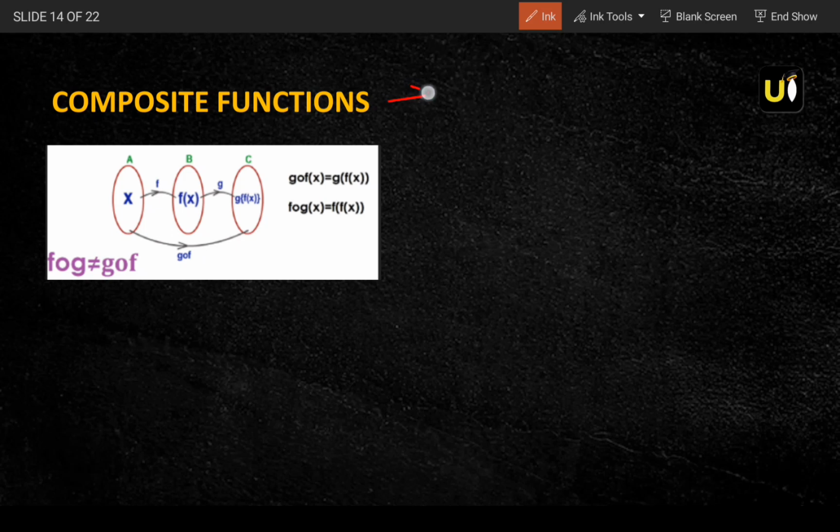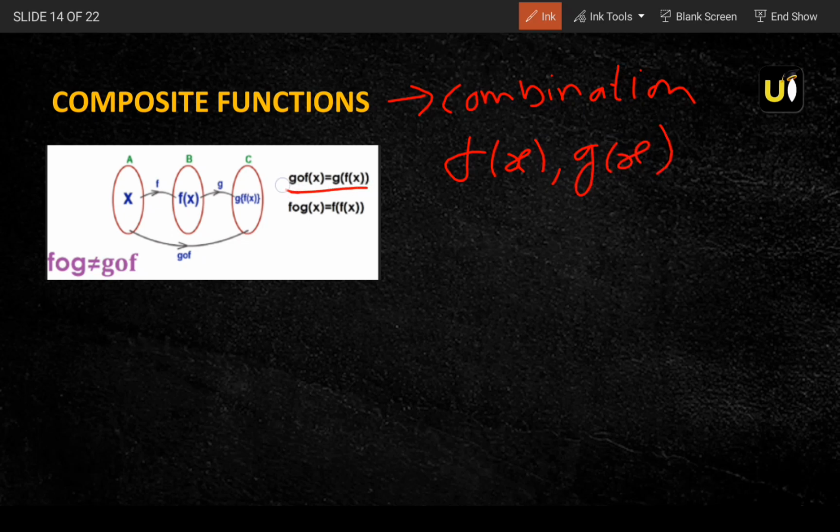See, basically the composite function is a combination of two functions, something f of x and g of x. Basically this can be written in the form of a combination of two functions, f of g of x. This is how we represent a composite function.